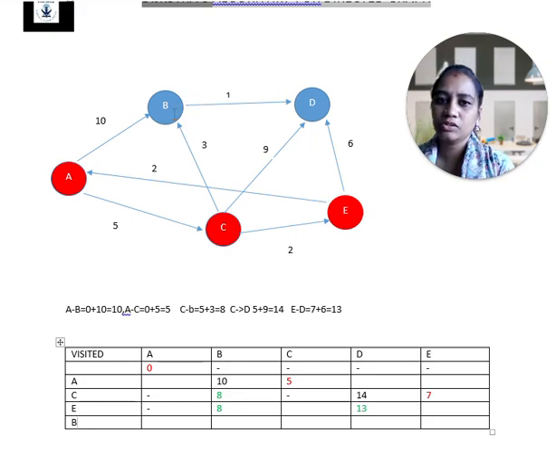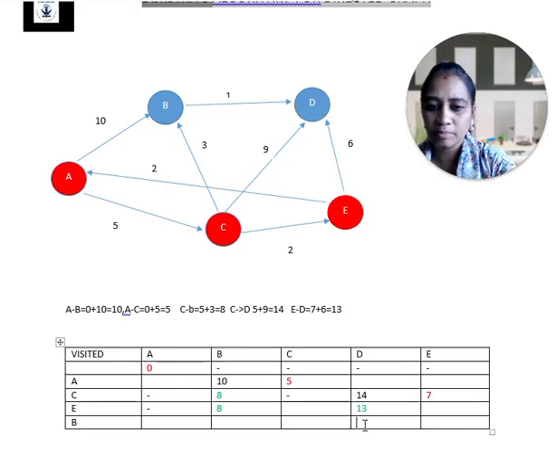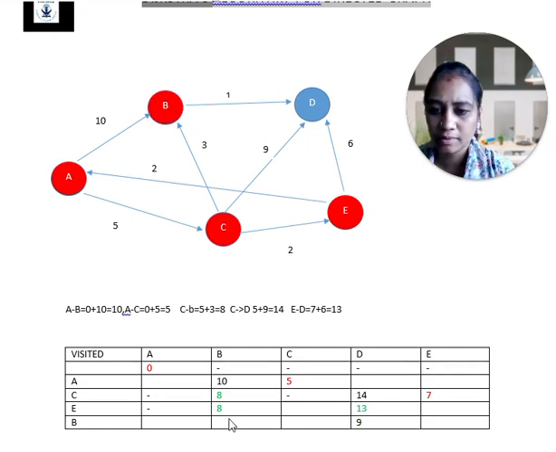From B you check where we can reach. From B there are no other chances, I can reach only D. So what is the cost of moving from B to D? B's updated value we have to take, 8 plus 1 is 9. So D I am updating to 9. And now nothing else. So I will make B as visited. Now I can't consider B because B is already considered as visited, so no need to write it.